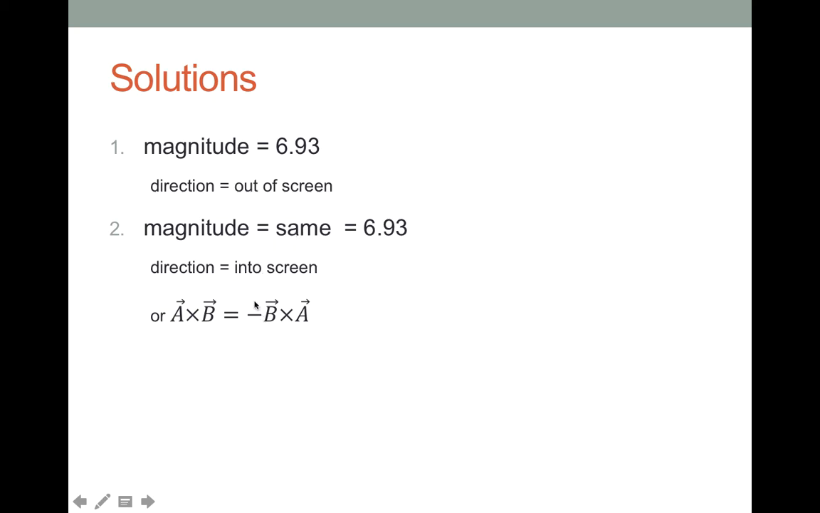B cross A, on the other hand, you have to flip your fingers around, and now your thumb points into the screen, in the opposite direction, which then tells us that the cross product is not commutative. It is what is known as anti-commutative, because A cross B equals minus B cross A. They have the same magnitude, but they have opposite directions. We call that anti-commutative.